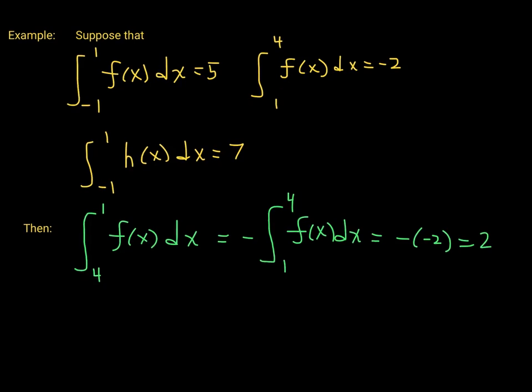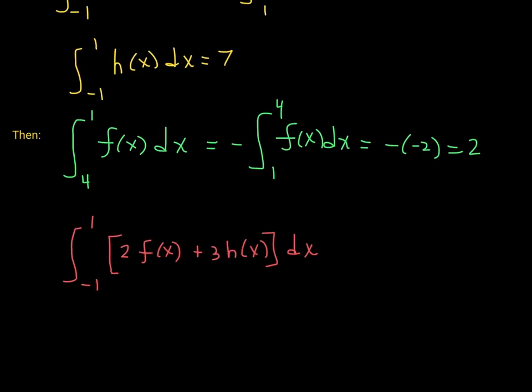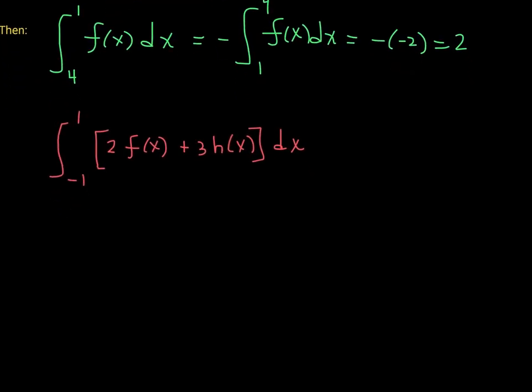Let's consider the following. What about the integral from -1 to 1 of 2 times f of x plus 3 times h of x dx? Well, I think the first thing we would want to do is use the sum rule here. We can take the integral of 2 times f of x, and then evaluate the integral of 3 times h of x. So let's see if we can walk through this.